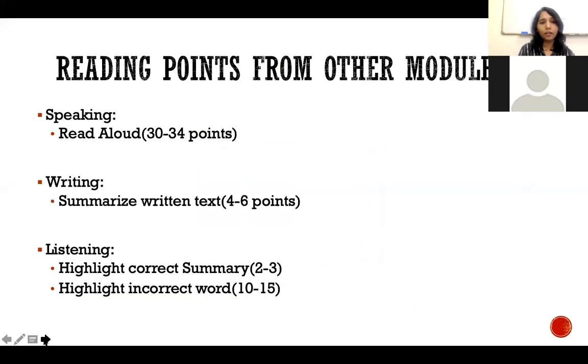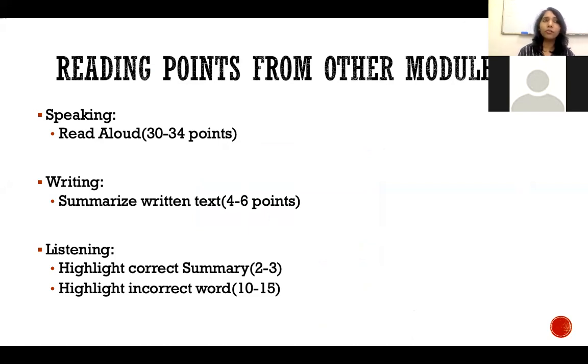Okay, and this is another thing. I've explained this earlier in my lesson, but you should also understand that in PTE, there's something called transferable scores. Have you heard of score transferables? I've explained this in my other lesson and earlier today as well. So you understand the concept. This is how you get your reading points from other modules.